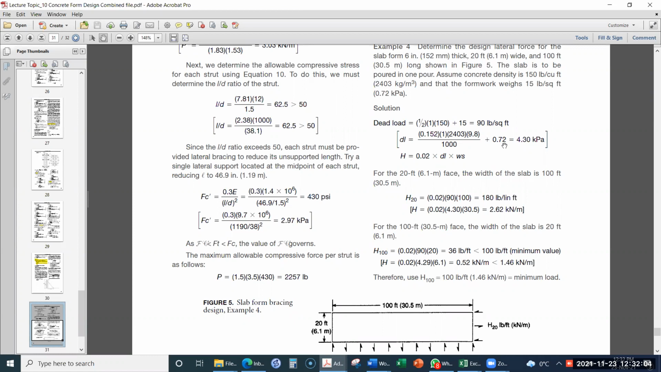Okay, and then add to that the weight of the formwork. So this is the dead load, 4.3 kilopascal. So from this dead load, there is a formula. H is equal to 0.02 times the dead load multiplied by the width of the slab. So this formula will be used to find the horizontal force.